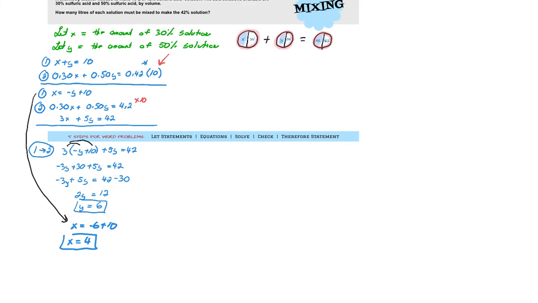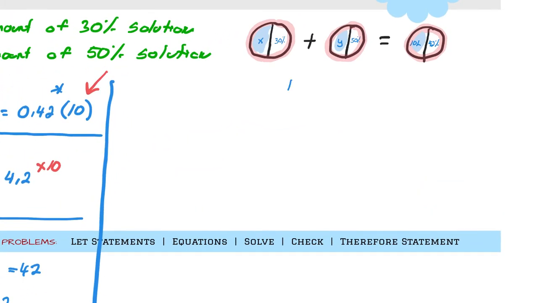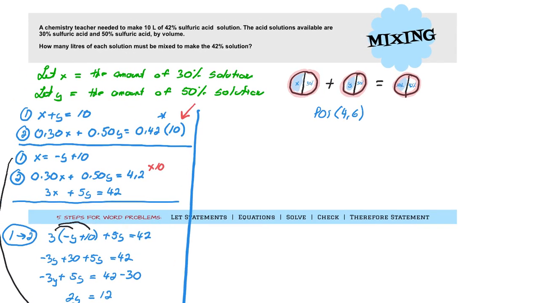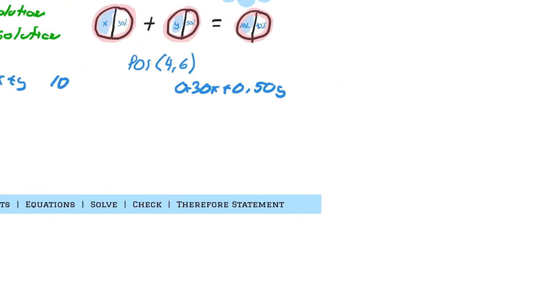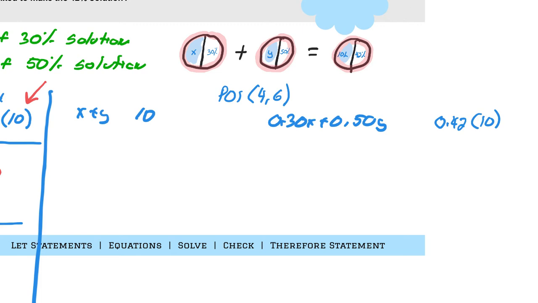I'm going to go ahead, I'm going a little bit quicker here. I'm going to go ahead and check both those. So it's 4 and 6 is my coordinate. So the POI, my x value is 4, my y value is 6. I need to check the originals without the equal sign. So that'll be x plus y on one side, 10 on the other. And then 0.30x plus 0.50y. And that equals 0.42 times 10. I like to sub into both equations before I go ahead and balance.